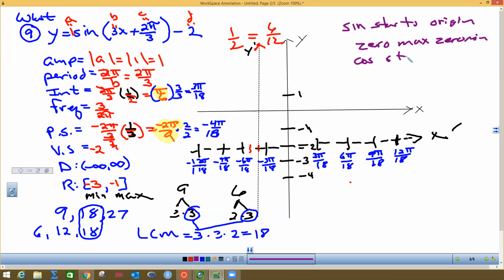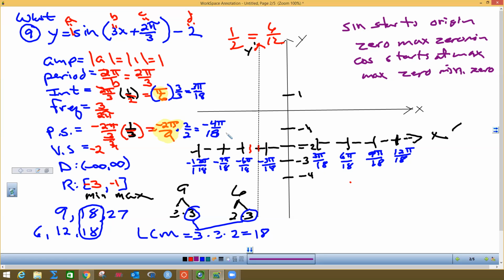Cosine starts at a max. So it goes max, 0, max, min. That second one should be a min, not a max. Max, 0, min, 0, and it continues that pattern forever.